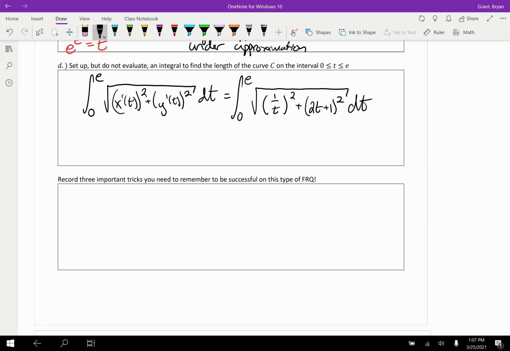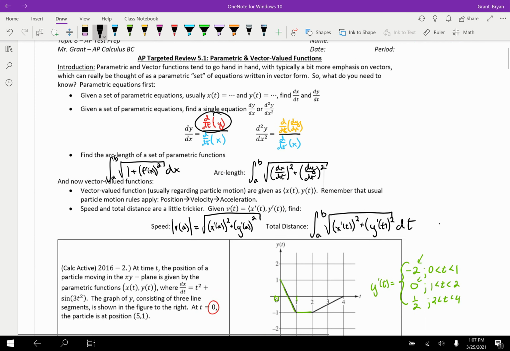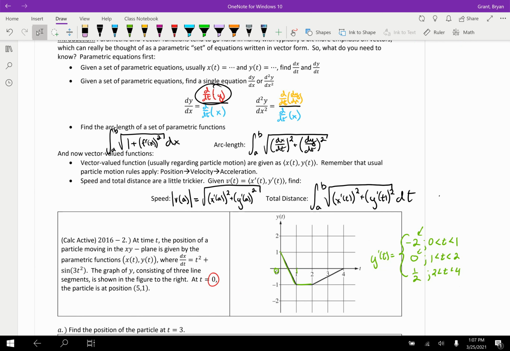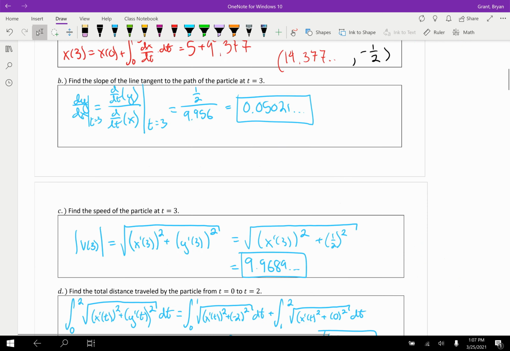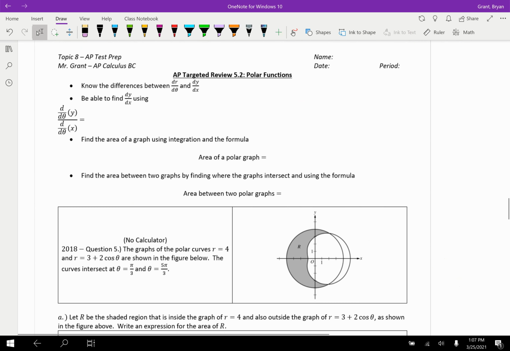So take a couple minutes, jot down some important tricks you need to be successful on these, right? You can reference back up top here, not bad at all. And then once you're ready, you can unpause and we will go through our polar section as well. Ready, set, go. Welcome back, and we're still on this same one. Again, I know it's a little long, but I think we'll be okay. We're going to polish this off with 2 last free responses on polar functions.